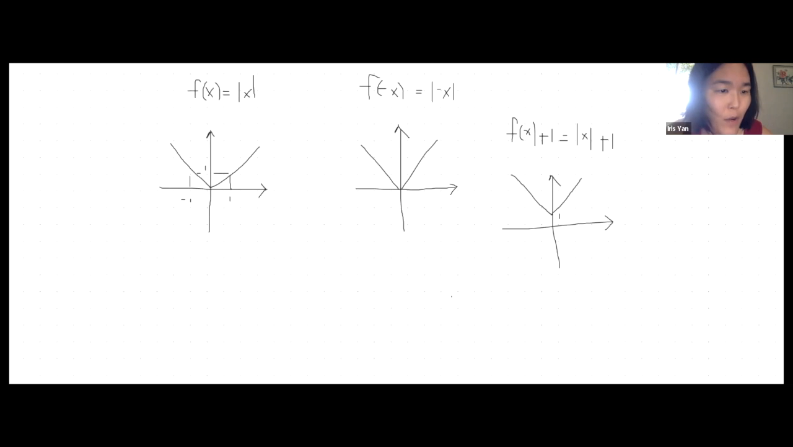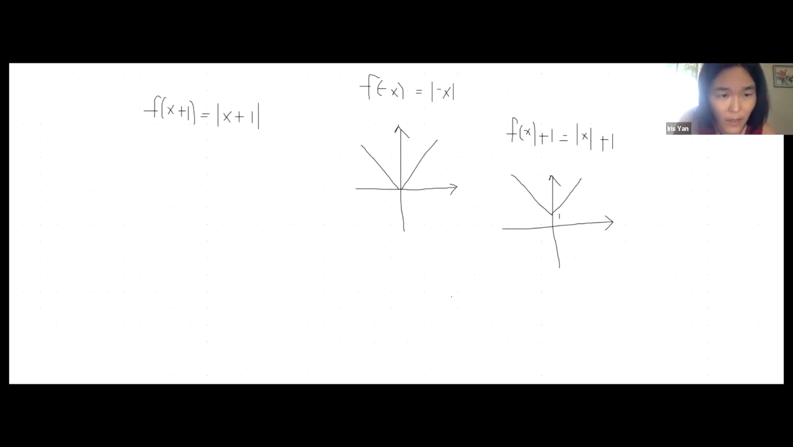The tricky part is when we want to add the 1 inside the parentheses of the f. So for this case, I think it's a good idea to plug in some values. When x equals 0, I have absolute value of 0 plus 1, I have 1. When x equals 1, I have 2. When x equals -1, I have 0. When x equals -3, I have -3 plus 1, -2. Absolute value is going to give me 2, right?